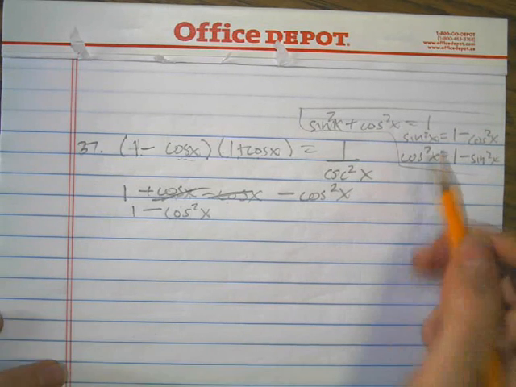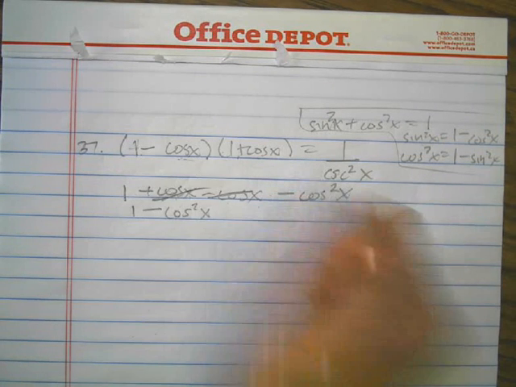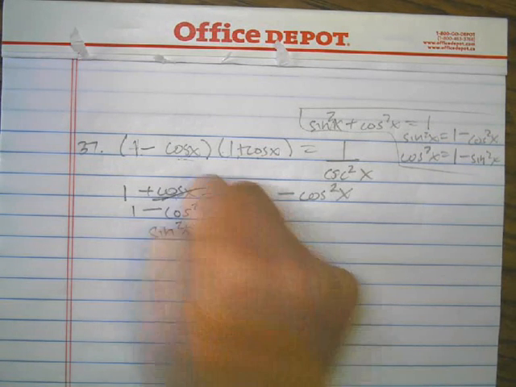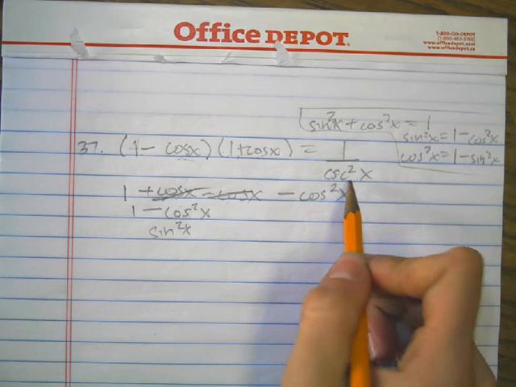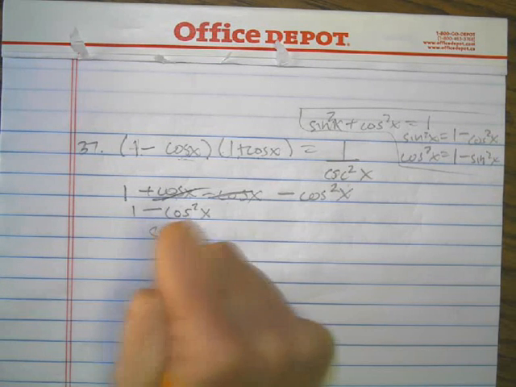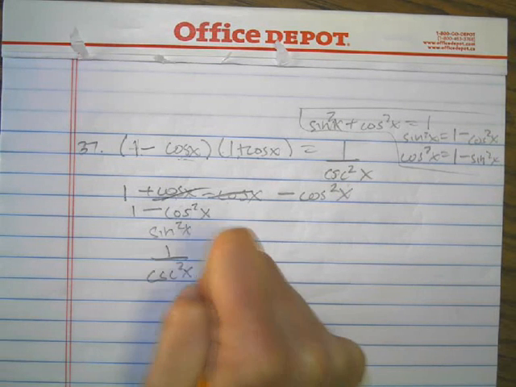So 1 minus cosine squared x is sine squared x. And sine's buddy is cosecant, so that would be 1 over cosecant squared x. And that's what our answer is.